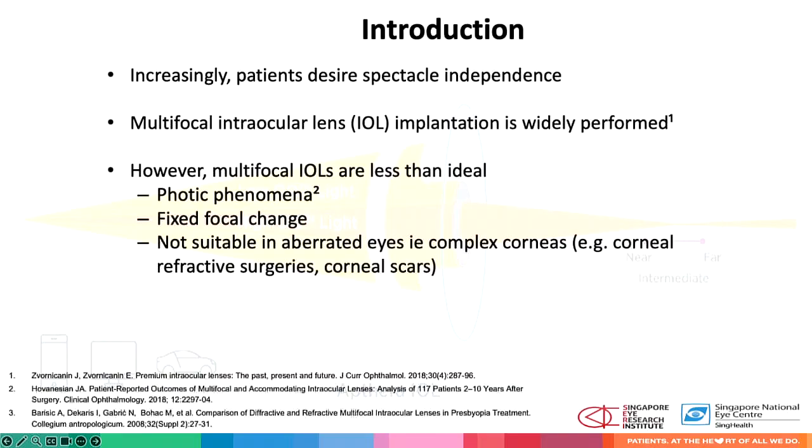Of course, we know there's an increased desire for patients to be spectacle independent, so many of us use multifocal intraocular lens implantation. But they can be associated with certain problems such as photic phenomena, fixed focal changes, and of course, these are really not suitable in eyes with aberrated corneas. I think most of us will probably feel that in complex corneas, i.e. those who've had previous corneal refractive surgery or corneal scars, we certainly wouldn't put a multifocal IOL in.